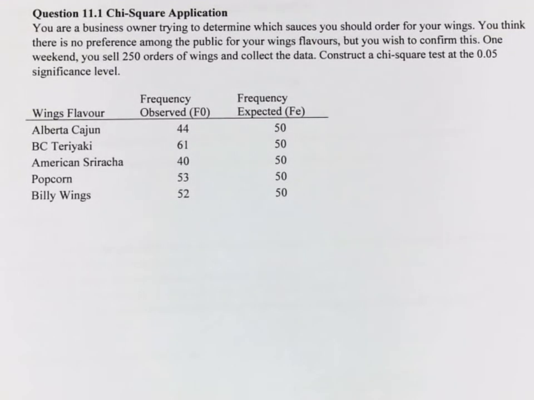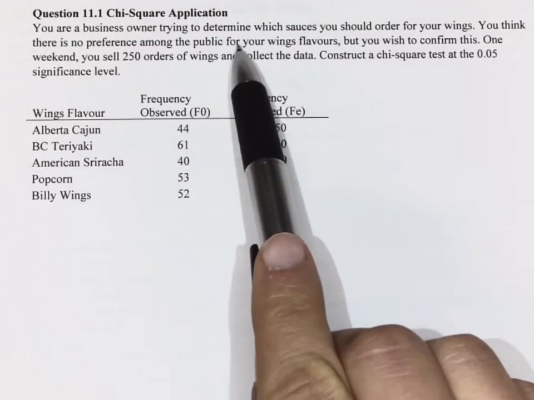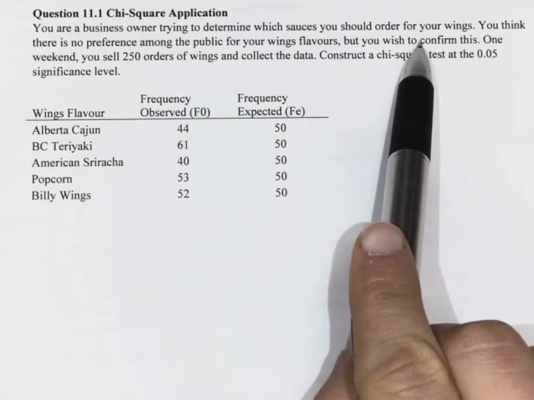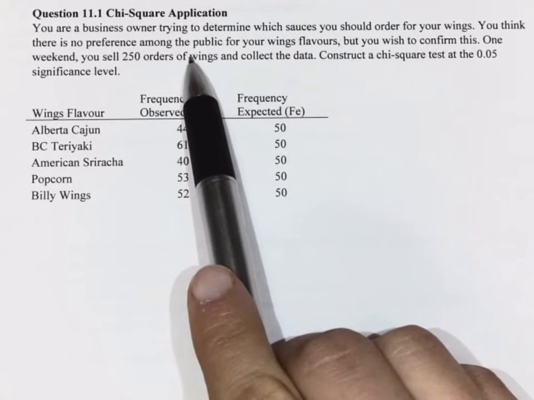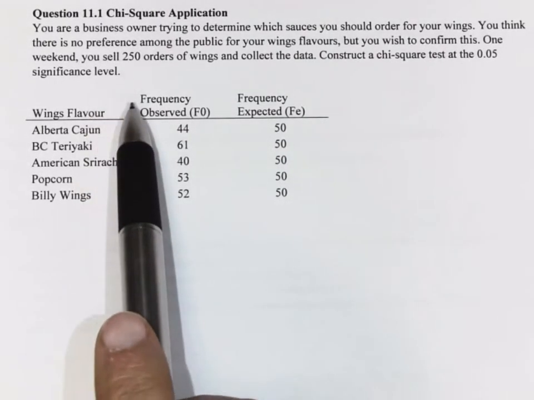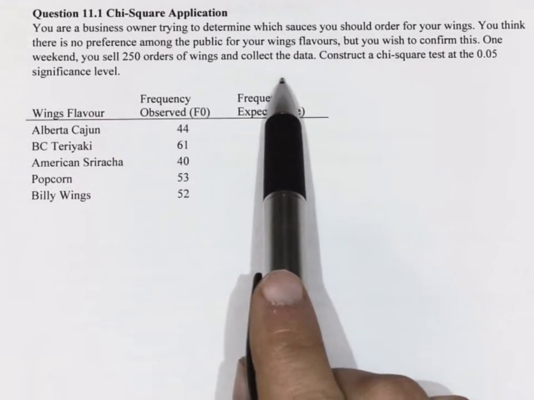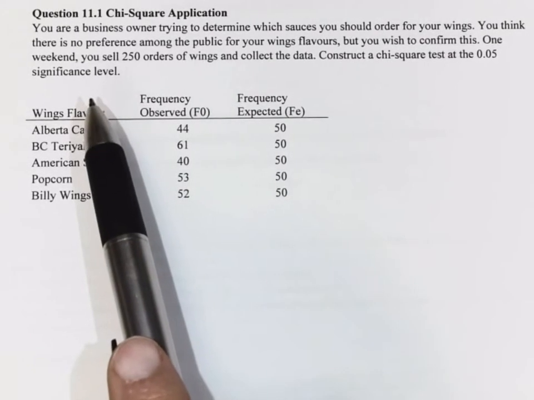We use chi-square application when we're dealing with qualitative data, and we sort them into categories. When we have more than 2 categories, we'll use a chi-square application. So in this example, as a business owner, we are trying to determine which sauces you should order for your wings. Now, you believe there is no preference among the public for your wings flavors, but you wish to confirm this. One weekend, you saw 250 orders of wings and collected data. Construct a chi-square test at the 0.05 significance level.